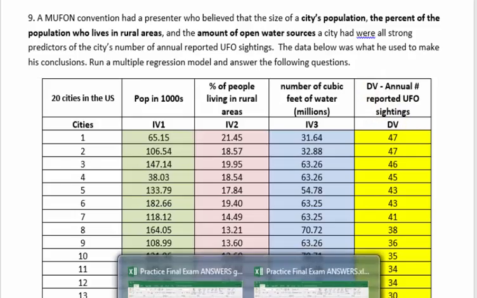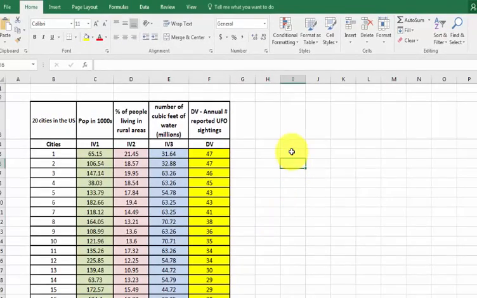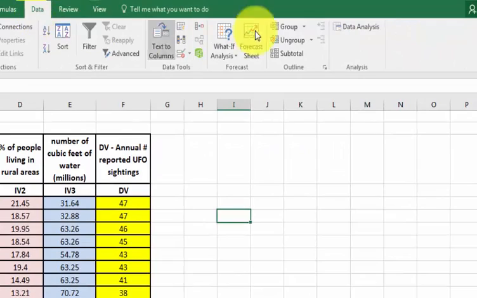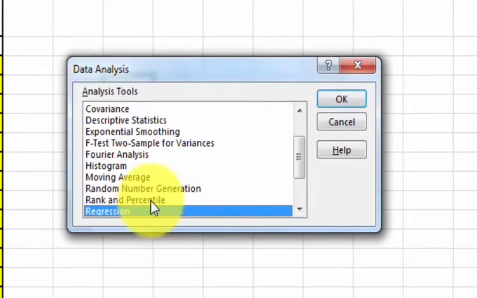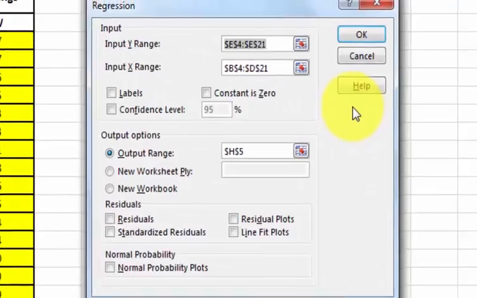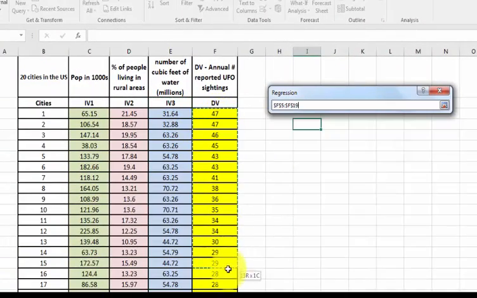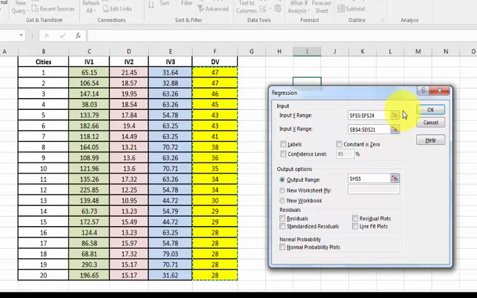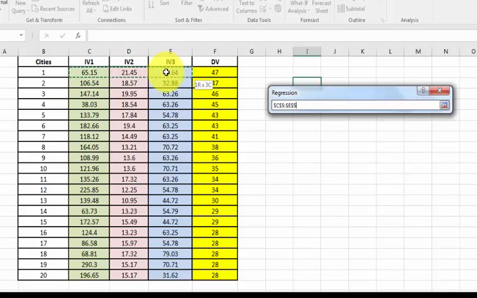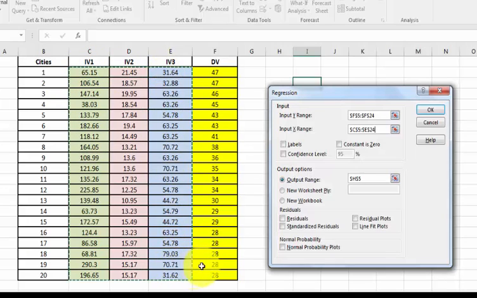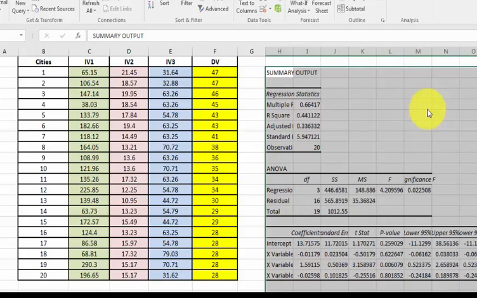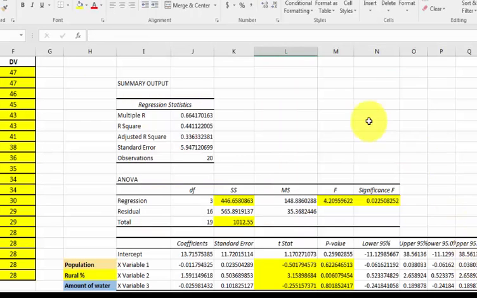So let's go to our data sheet and take a look. There it is. Go to Data, Data Analysis. Again, it's a regression. Click OK. And what's the DV? The DV is this guy, right? And the IV, the input range, you're going to highlight all three of the IV columns. And I want to put it where I can see it, H5, and I don't want the rest of that stuff. And I'm going to click OK. There it is. Give me 1 second. And I've cleaned it up for you.